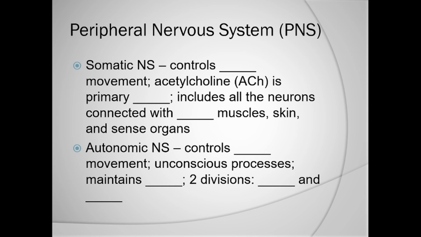Autonomic nervous system, think automatic, controls involuntary movement, like peristalsis, the contraction of smooth muscle in our digestive system, for example, or the smooth muscle of our arteries. That's all controlled by the autonomic nervous system. It maintains homeostasis, and the autonomic is divided into two divisions called the sympathetic and parasympathetic. Sympathetic and parasympathetic nervous systems.